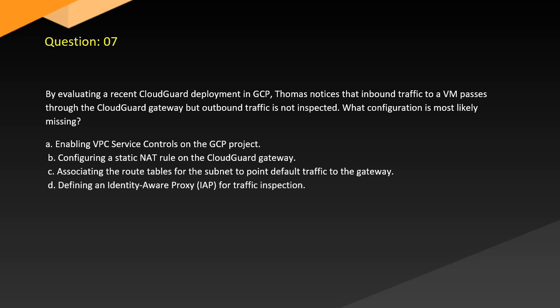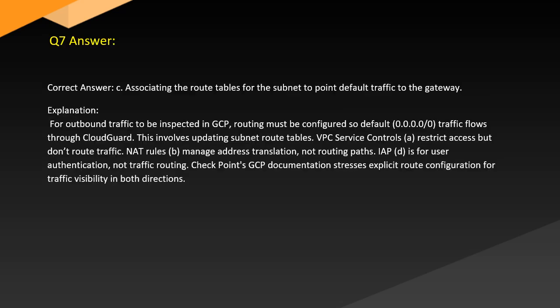C. Associating the route tables for the subnet to point default traffic to the gateway. D. Defining an identity-aware proxy IP for traffic inspection. Answer. Correct answer: C. Associating the route tables for the subnet to point default traffic to the gateway. Explanation. For outbound traffic to be inspected in GCP, routing must be configured so default traffic flows through CloudGuard. This involves updating subnet route tables.